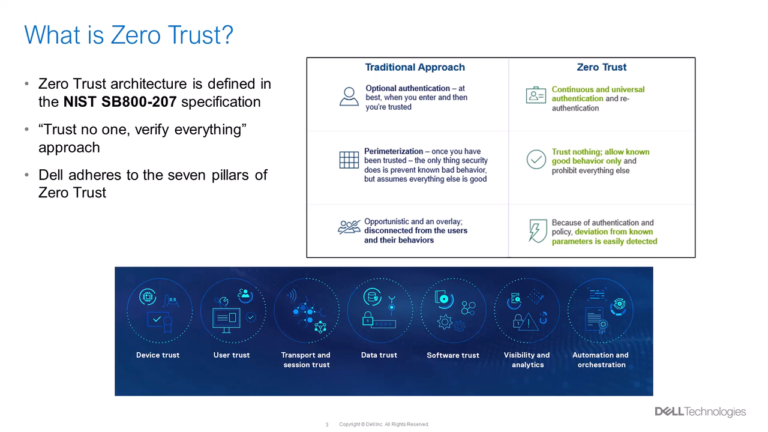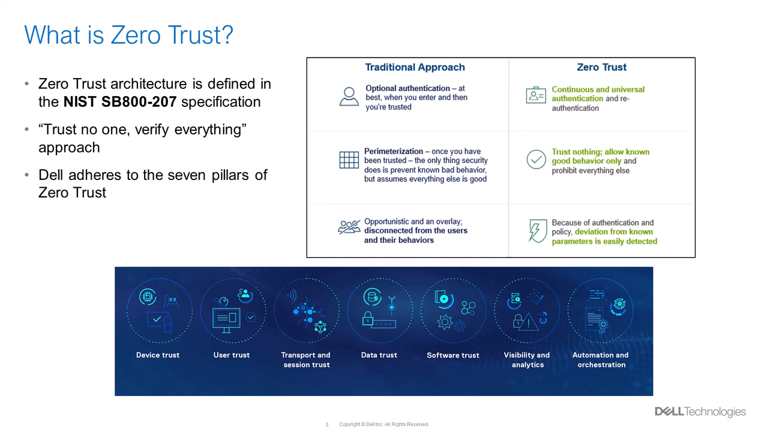So what is Zero Trust anyways? Zero Trust architecture is defined in the NIST SP 800-207 specification. It is an approach to cybersecurity that focuses on the principles of not trusting anything or anyone by default, regardless of their location or origin.